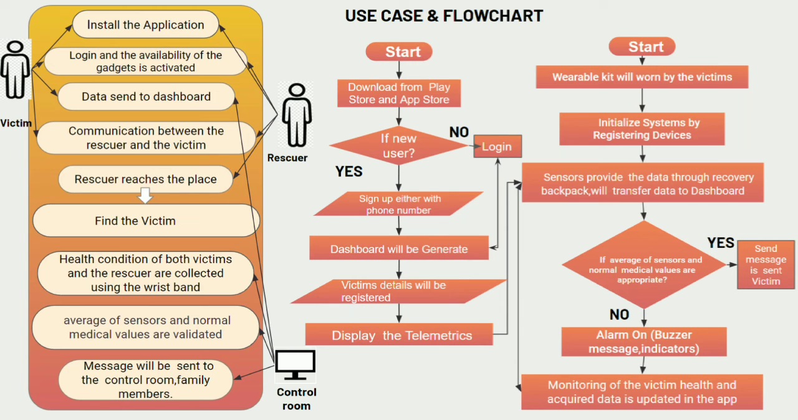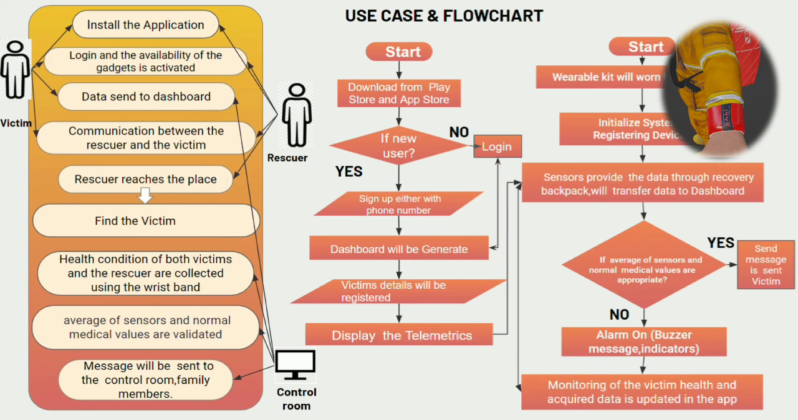And the flow chart could be like this: the wearables are going to be worn by the victims, and we need an initial system of registering. When the average value goes below or above the limit, the alert is going to be turned on, and there is going to be a beep sound, by which the alert is passed to the following peers through messages and other means. So the victim's health is monitored and the acquired data is updated in the app. The app is going to store it for further purposes.